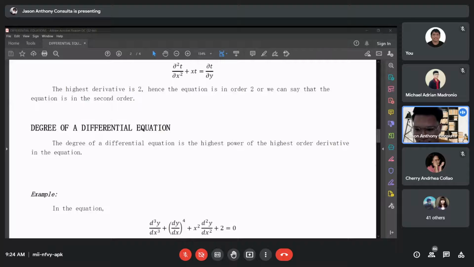Jamil Mencias. Yes, sir. Okay, good morning. Good morning. Sige. Please read the equation muna.